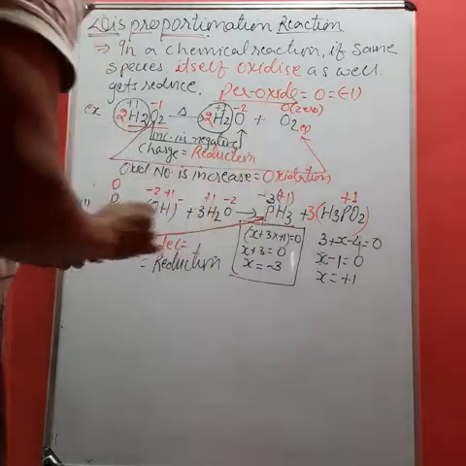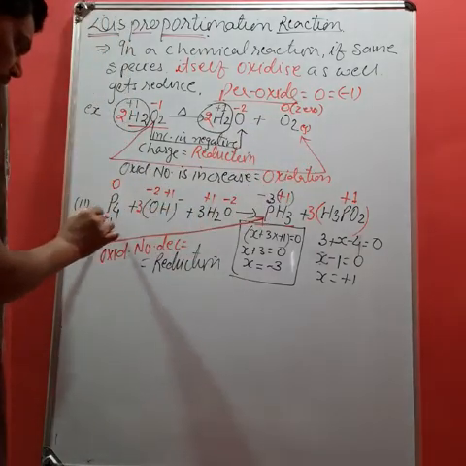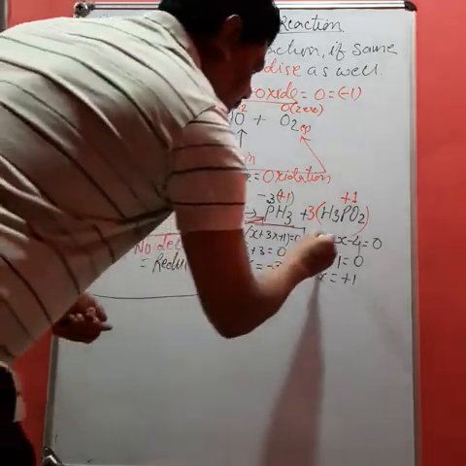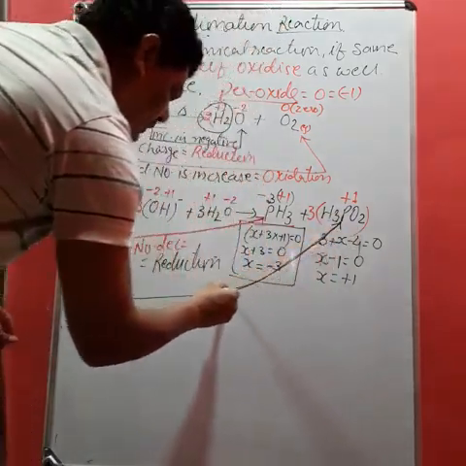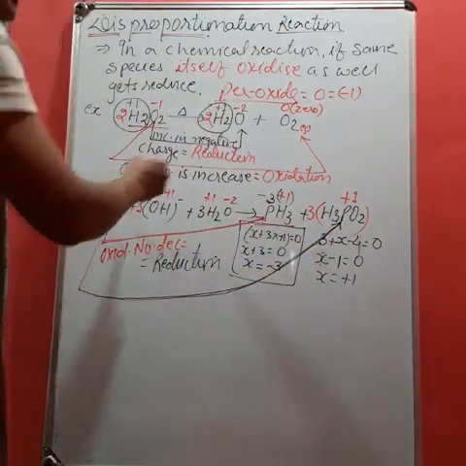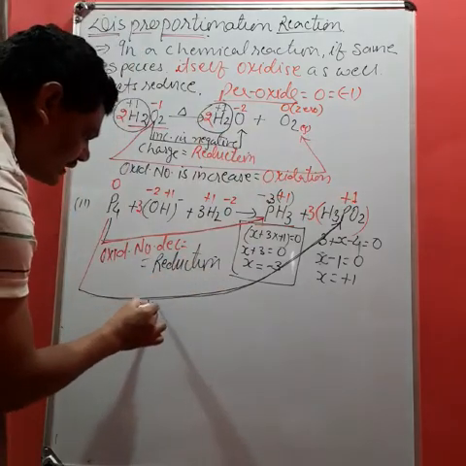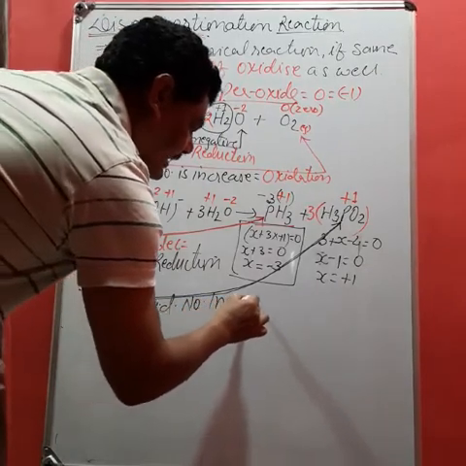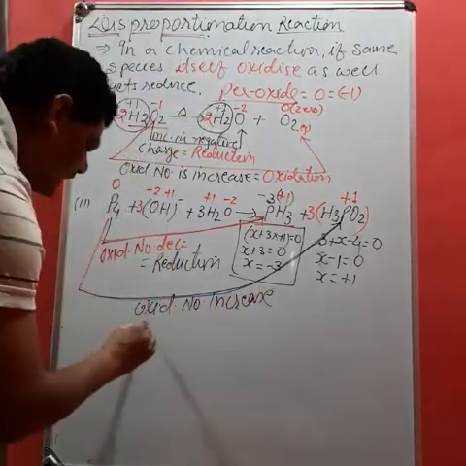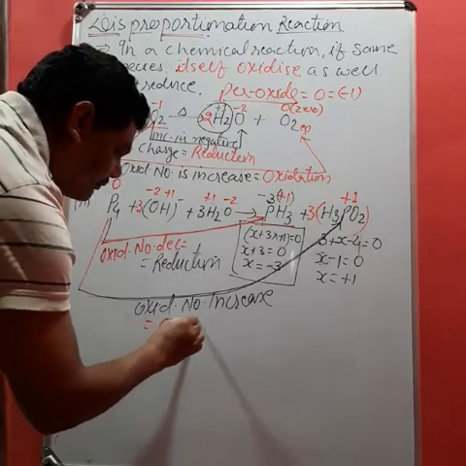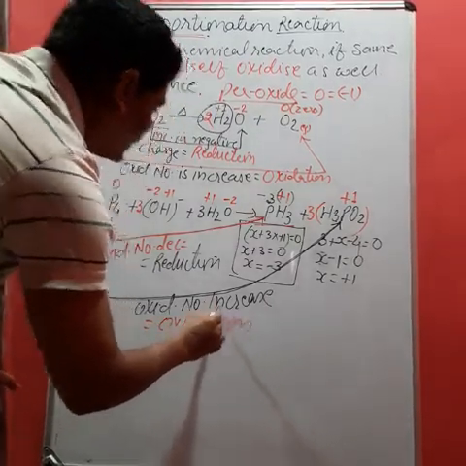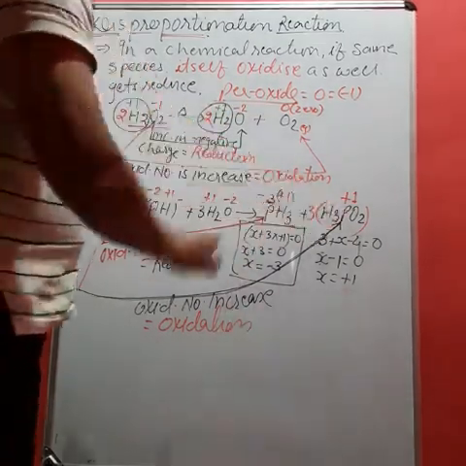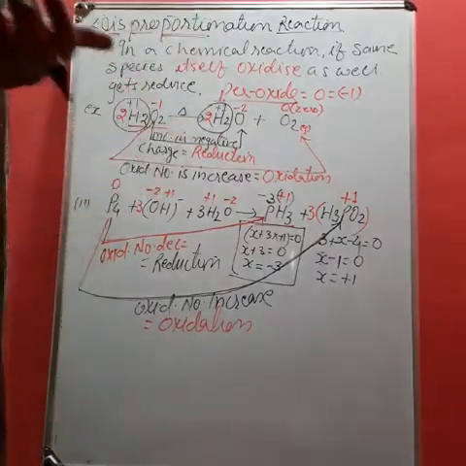But one more change is there. The P4 is also getting converted into +1. Look here, 0 is converted into +1, which means the oxidation number increases. An increase in oxidation number is known as oxidation. So student, the same species, phosphorus, is reduced as well as oxidized. Therefore this is a disproportionation reaction.